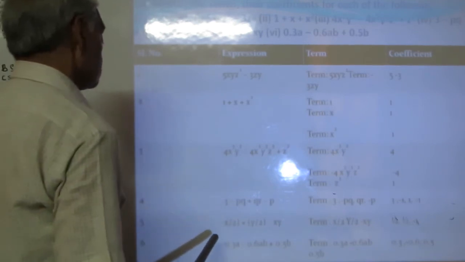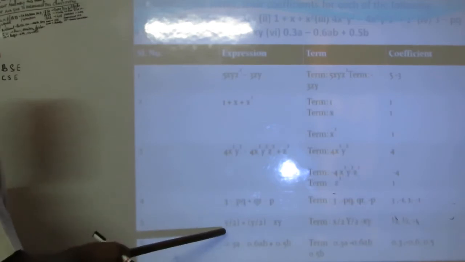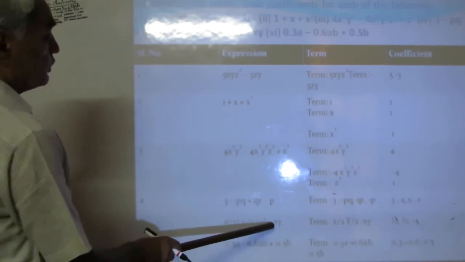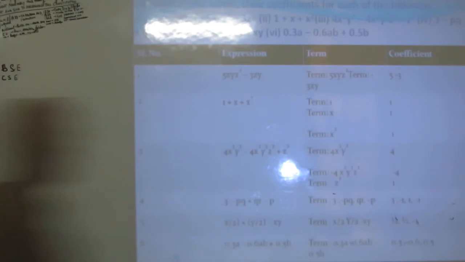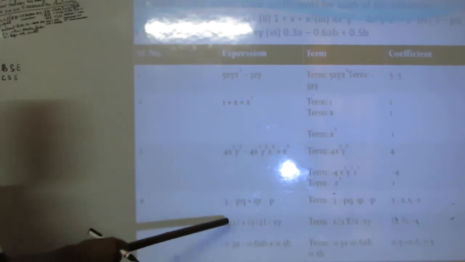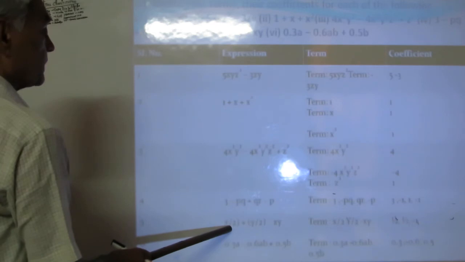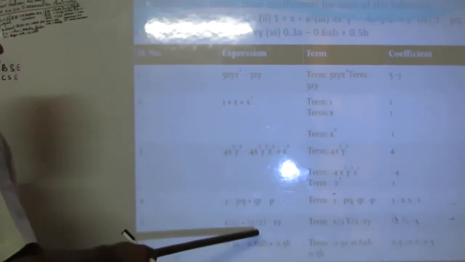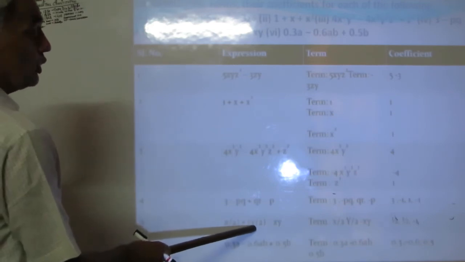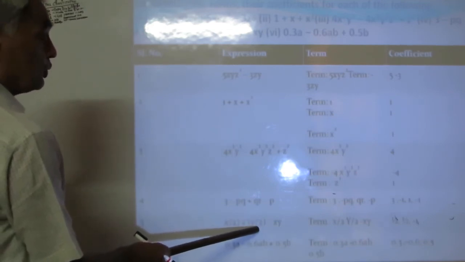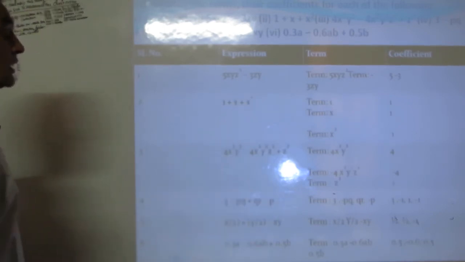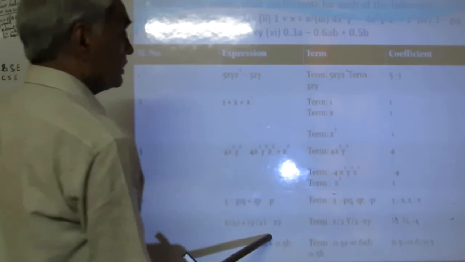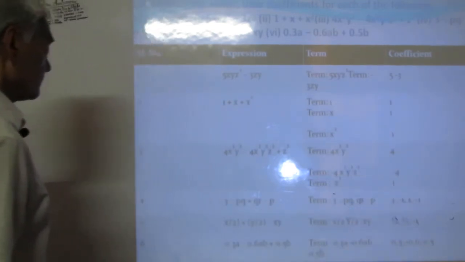Now the next part of this question, the expression is x by 2 plus y by 2 minus xy. So here the first term is x by 2. Coefficient of x by 2 is half. The second term is y by 2. Here the coefficient of y by 2 is half, 1 by 2. And the third term is minus xy. Here the coefficient is minus 1.